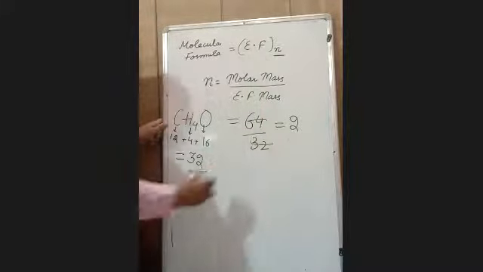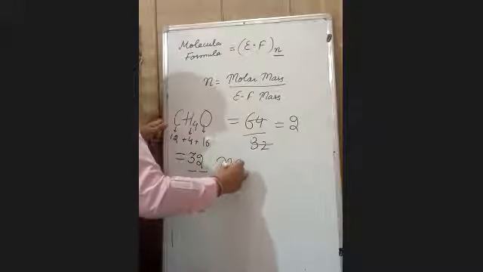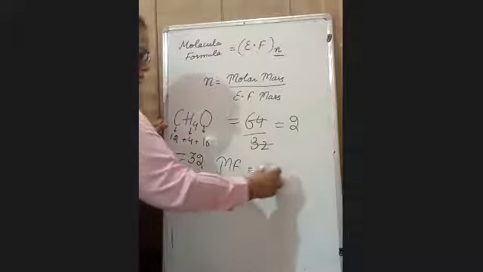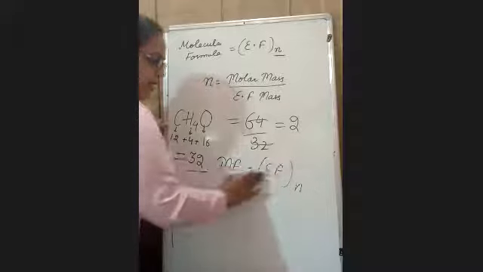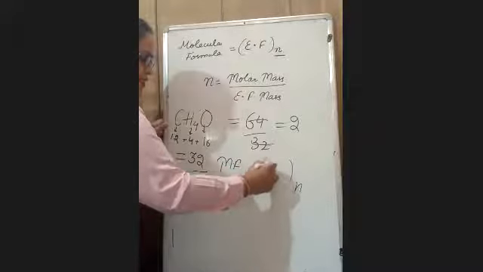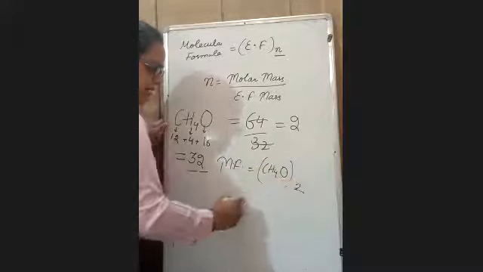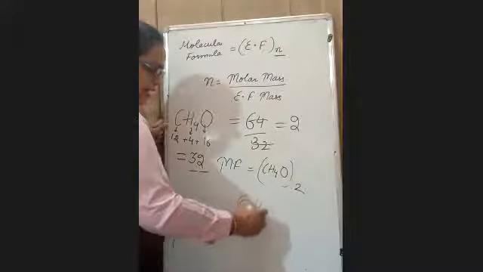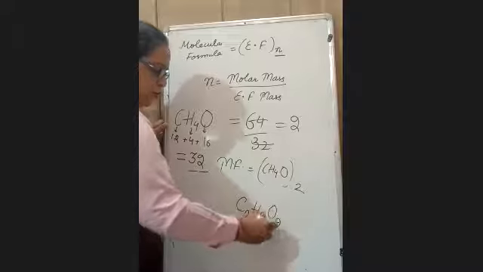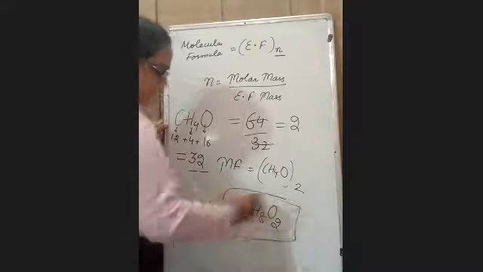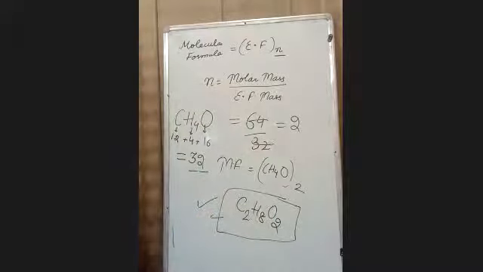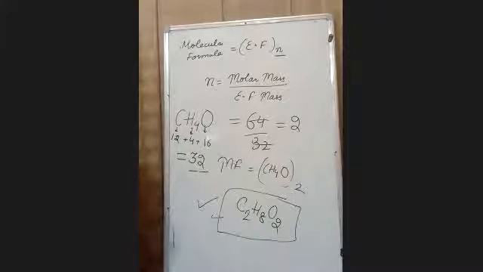Put it here: molecular formula is equal to empirical formula times N. The empirical formula in this question is CH4O, N is 2. So it will be C2H8O2. This is the molecular formula of this particular compound. If there is any doubt up to this, please let me know.